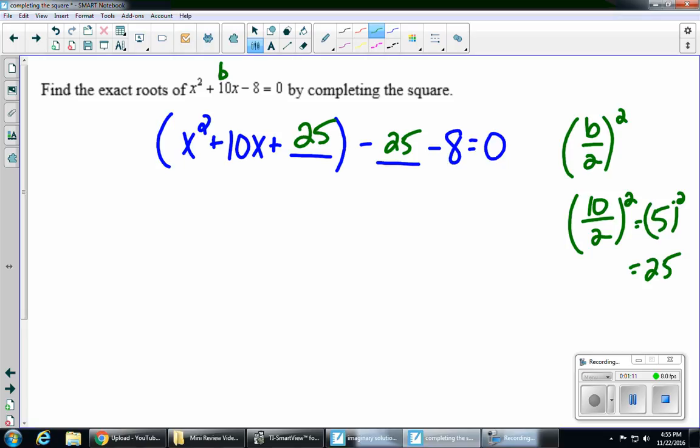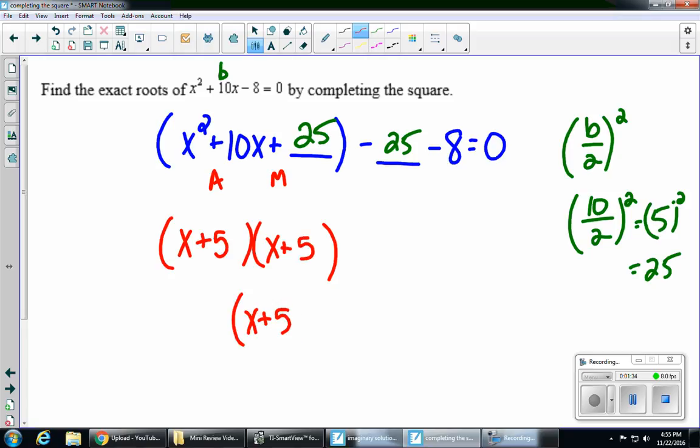Notice one was plus 25 and one was minus, so the plus and the minus cancel each other out, which is why you're allowed to do this, because you haven't really changed the equation. So I'm going to factor. I get x plus 5 and x plus 5, which can be written as x plus 5 squared. And this will always happen. You can actually skip this intermediate step and go straight to the binomial squared.